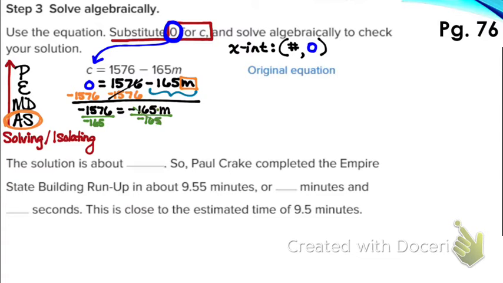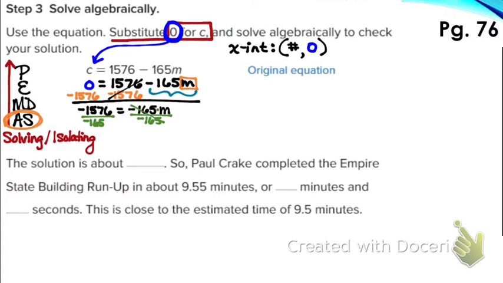All right. Grab your calculators for me. Cell phone calculator is fine. Negative 1576 divided by negative 165. If you need to borrow a yellow calculator, you're more than welcome to. They're right here. You can do this on your cell phone calculator also. Negative 1576 divided by negative 165. If you can do that in your head, you are better than me.